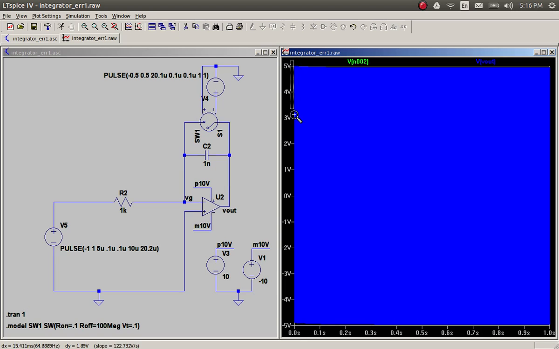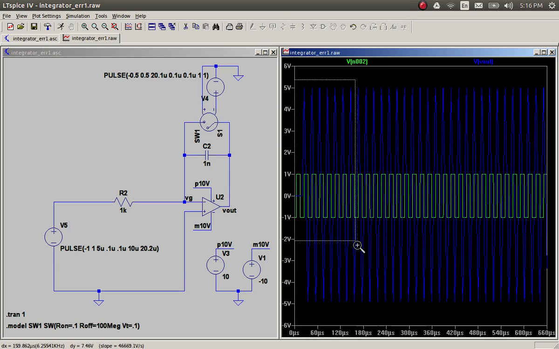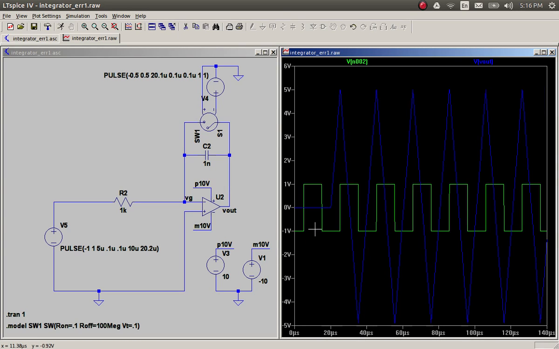However, if you zoom in, this is a left click, there are actually two waveforms, and one of them is your square wave and the other one is your triangular wave. So keep in mind what is the length of time you are simulating versus the period that you expect from the circuit.